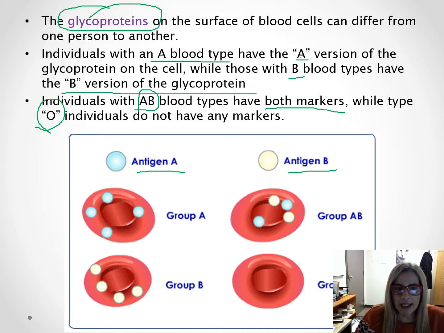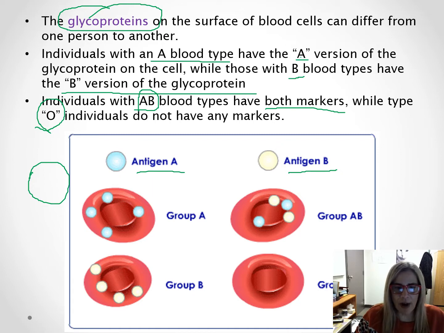When using the alphabet like the A and the B, sometimes kids will ask, well, how come they didn't use C? The belief is that the O came from zero, for zero antigens. Not super scientific, but that's believed to be the explanation for that.